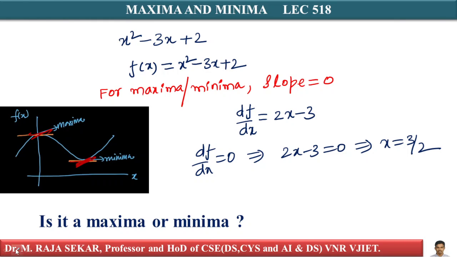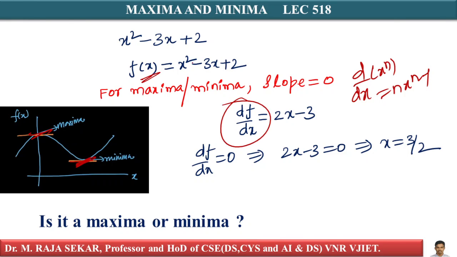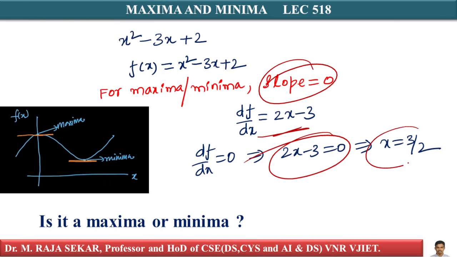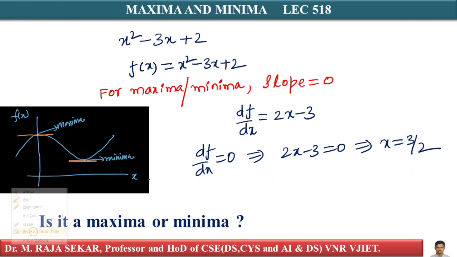What is d by dx of x power n? D by dx of x power n is n into x to the power of n minus 1. For this, I am finding df by dx. X square means 2 into x to the power of 2 minus 1, that is 2x. Differentiation of 3x is 3. Differentiation of a constant is 0. Therefore, you will get df by dx is 2x minus 3. For maxima or minima, slope equals 0. Therefore, 2x minus 3 equals 0. Therefore, at x equal to 3 by 2, slope is 0. At x equal 3 by 2, slope equals 0.